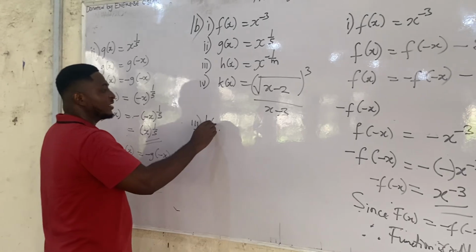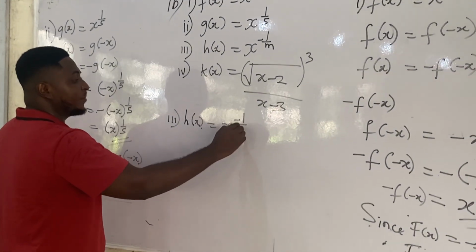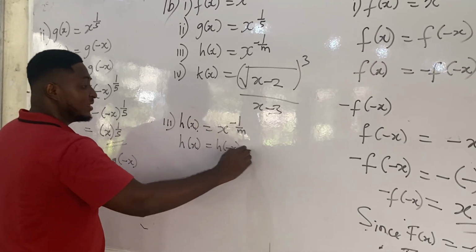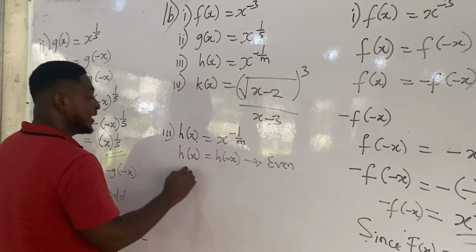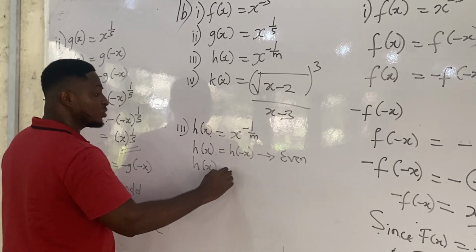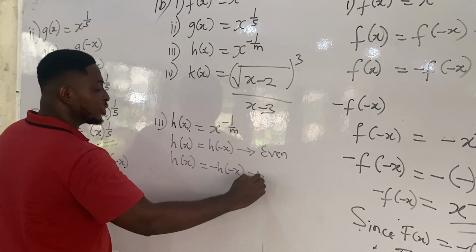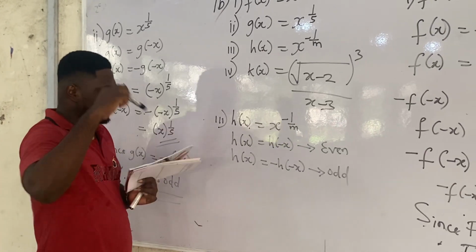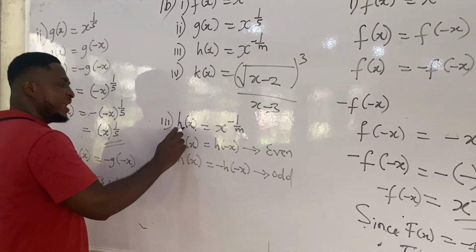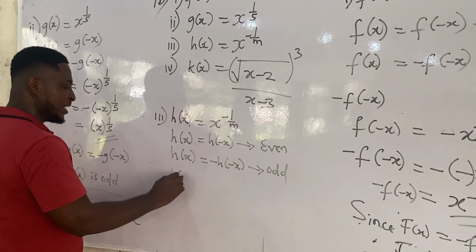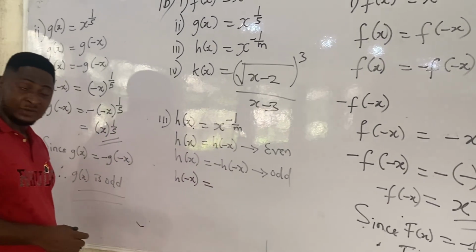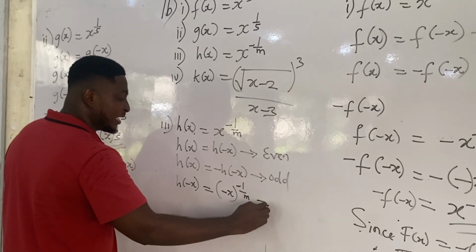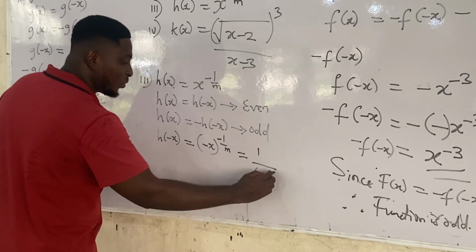Now I say h of x equals x raised to power minus 1 over m. Class, an even function means that h of x must be equal to h of minus x. When is it odd? H of x must be equal to minus h of minus x, then the function is odd. We already have h of x. Let's get h of minus x. Anywhere we see x, we put minus. So we're going to have minus x raised to power minus 1 over m, same thing as 1 all over minus x raised to power 1 over m.